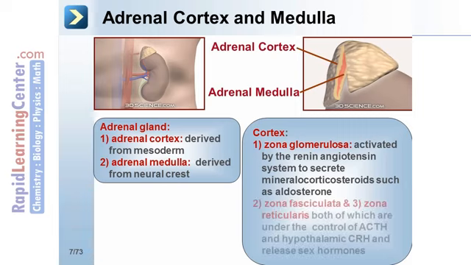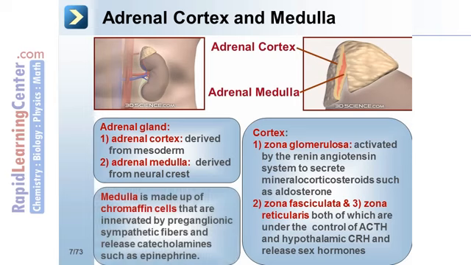The zona glomerulosa, which is activated by the renin-angiotensin system to secrete mineralocorticosteroids such as aldosterone. The second area is the zona fasciculata, and the third is the zona reticularis, both of which are under the control of ACTH and hypothalamic CRH, and both release sex hormones. The medulla is made up of chromaffin cells that are innervated by preganglionic sympathetic fibers and release catecholamines such as epinephrine.